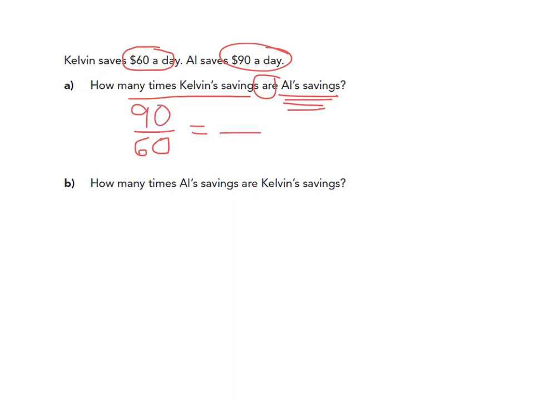If we can simplify it, we'd make it 9 to 6 or 3 to 2. You could say 1.5. How many times Kelvin's savings is Al's? It's 1.5 times Kelvin's savings.